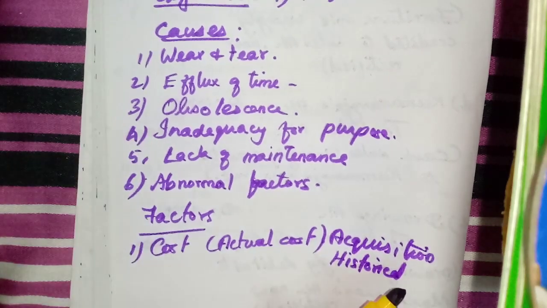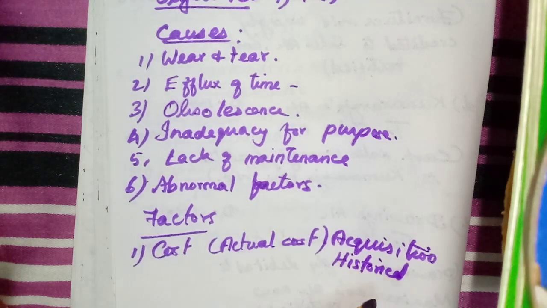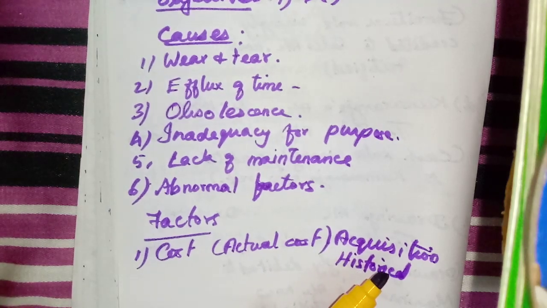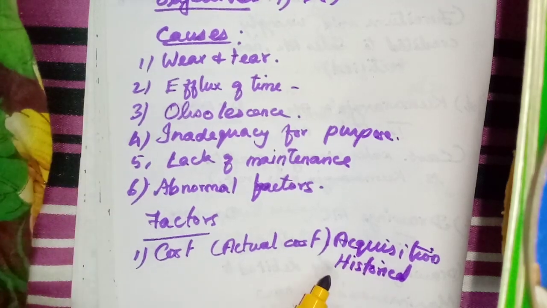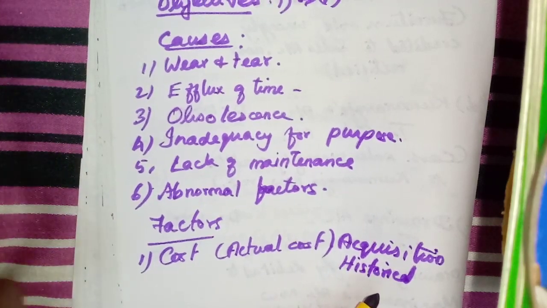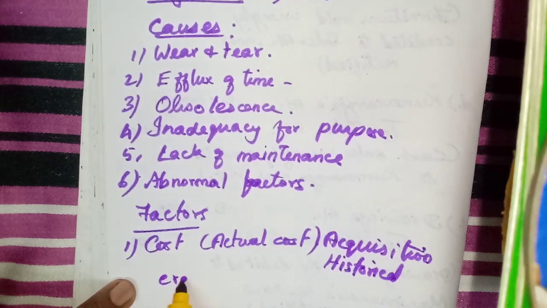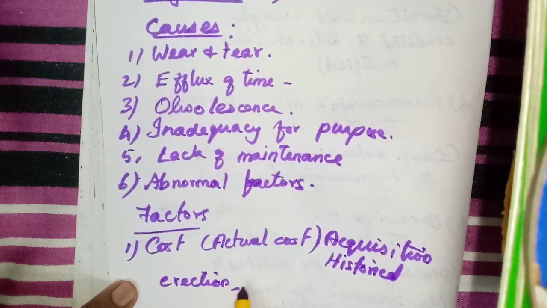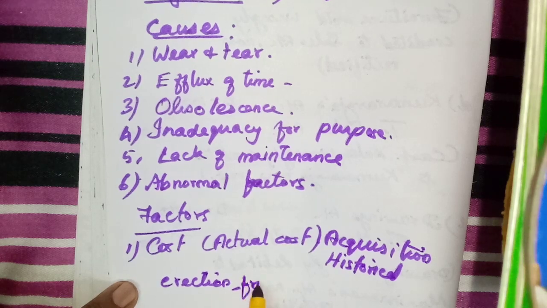Or constructing cost. Okay, it has many names. That is the total actual cost. Here when we purchase one asset, we have to spend some amount for erection, either for erection or for bringing that particular asset to the company, that is freight, we can say.